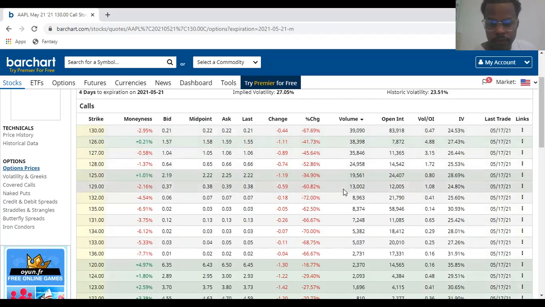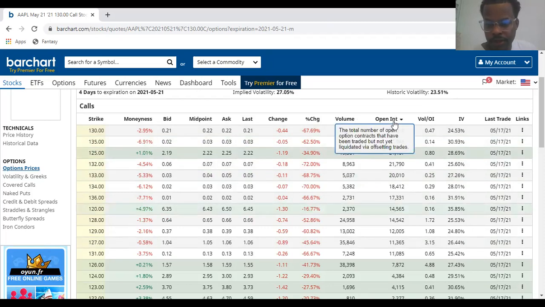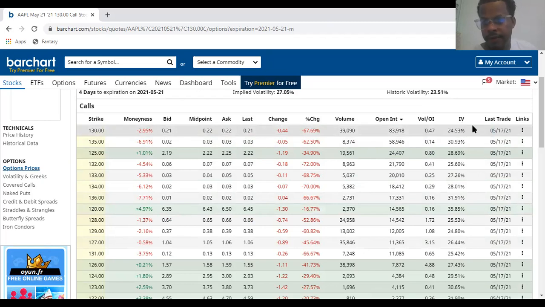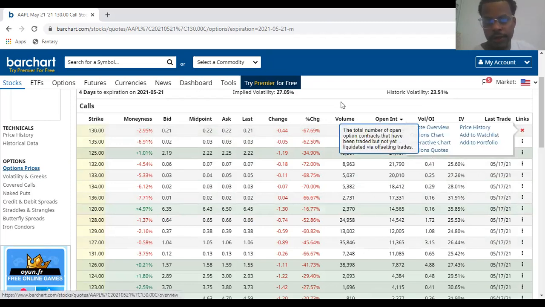So literally from 129 to 130, 125 to 130, all those are very popular. Anything above 130 is not as popular. We also look at the open interest, which will be the same. The 130 has the highest open interest. And then you want to look at your IV. And if you click this, you could get to the stuff we were looking at earlier, pretty much.